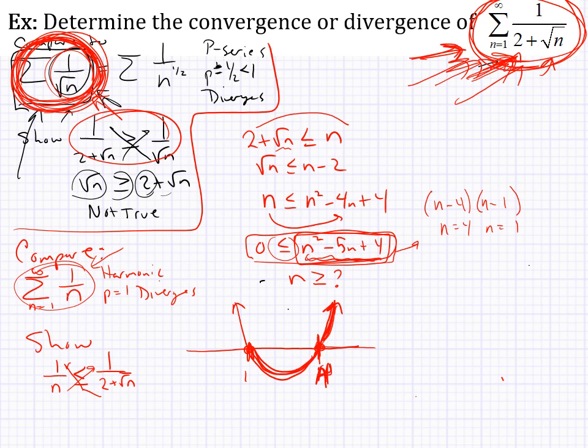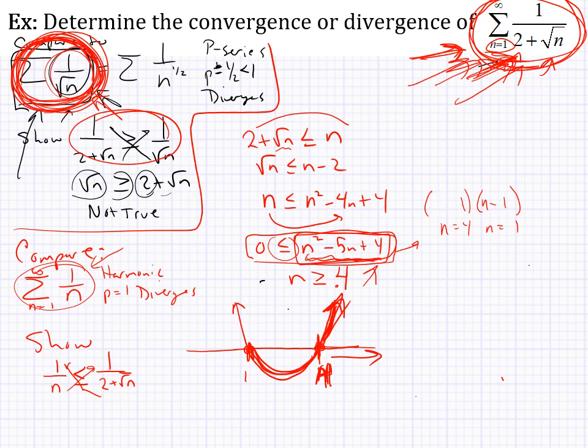But once I hit 4 and I go past 4, all those n's will continue to give me positive values, and this will be true. So, long story short, this is true for n greater than or equal to 4. Now this series says it starts at 1. Well, it doesn't really matter.